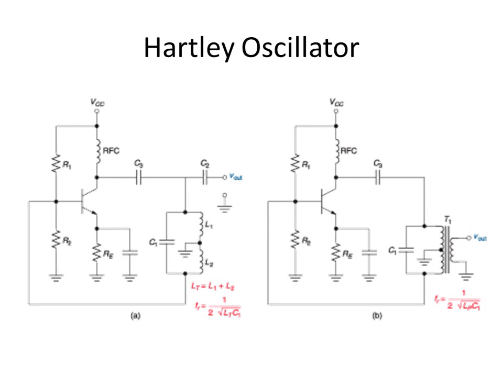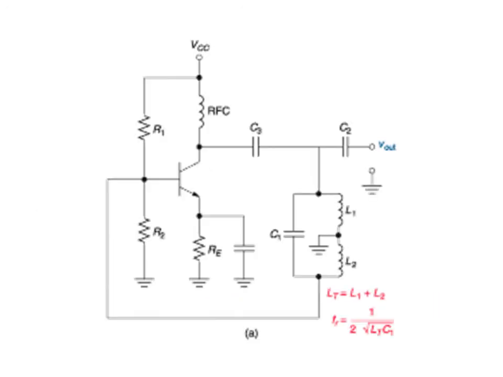Okay, so that will ensure a 180-degree phase difference, and then this transistor, because of the common emitter configuration, will ensure another 180-degree phase difference, providing a 360-degree phase difference. So this is how we make a Hartley oscillator.